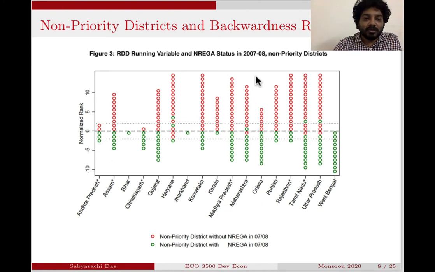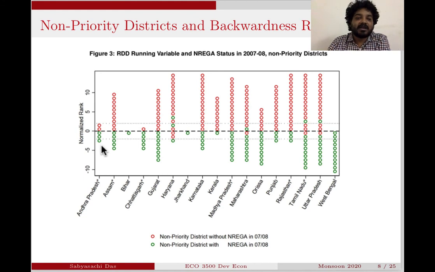What they're going to do is focus on 2 districts. So each circle is a district. Focus on 2 districts below the cutoff and 2 districts above the cutoff. If you can see, there is a dotted horizontal line faintly visible around the threshold 0 line. So that's the bandwidth that they are selecting. So they are selecting 2 ranks above the threshold and 2 ranks below the threshold as the bandwidth.